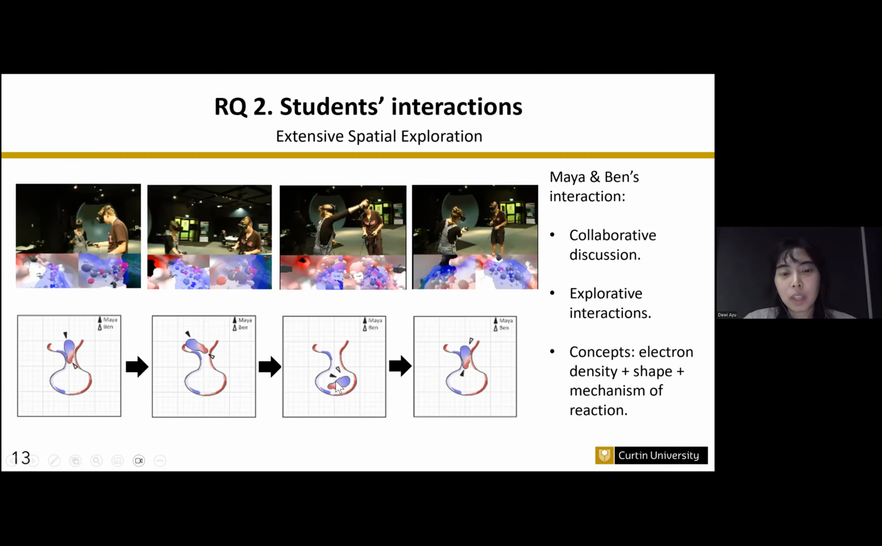They even go inside the enzyme itself with the substrate. So the concepts they were able to discuss are electron density, the shapes of it, and the mechanism of reactions. And in the end, their final answer was correct. This is the best position for the substrate to enter the enzyme.